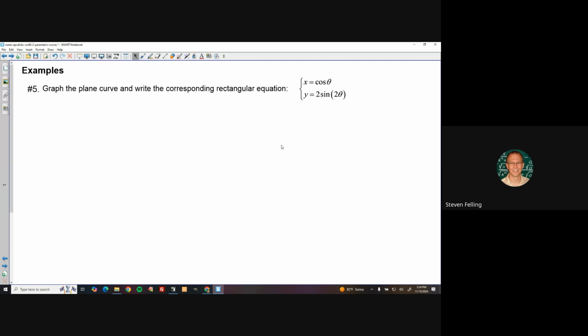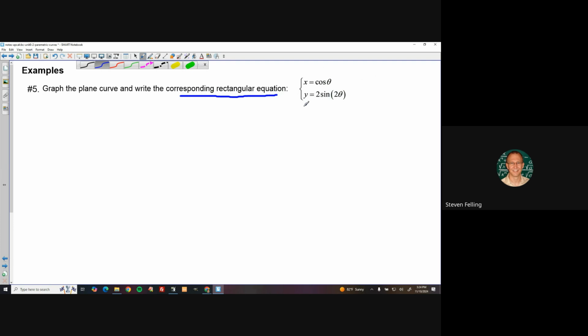Here's another one. Graph the plane curve and write the corresponding rectangular equation for this set of parametric equations. All right, so here we've got cosine and sine of 2 theta. We can't directly use the Pythagorean identity here as is, because that requires that we have cosine squared plus sine squared of the same thing. But I could actually do this part first to see if it helps in sketching. I don't think it will in this case, but we're directed to find it, so we will.